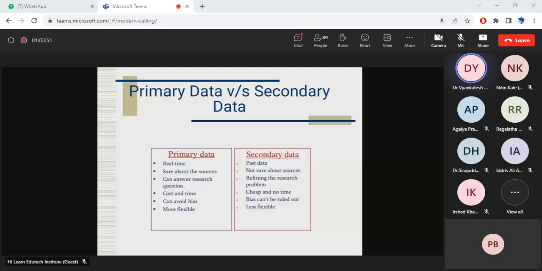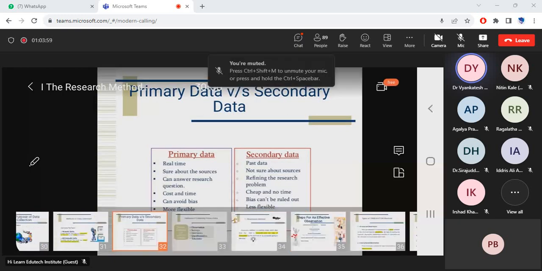So, methods of collecting primary data. Primary data can be collected through observations, surveys, interviews, questionnaires and schedules. These are the basic primary data collection tools, techniques and methods. So let's deal with the first method, the observation method.